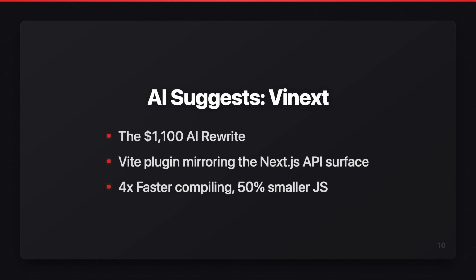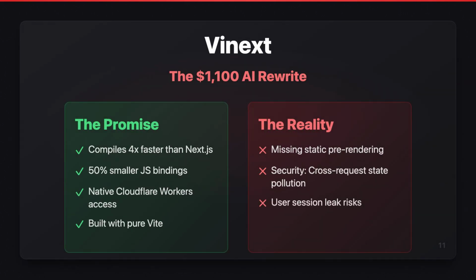And the numbers were staggering. It compiled 4 times faster and shrank client JavaScript bundles by over 50%. It honestly sounded like the Holy Grail. An AI-generated competitor that beats the original framework at its own game. But as an architect, you have to look past the benchmark hype and look at the security audits.